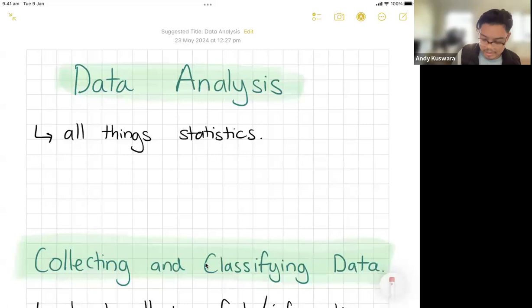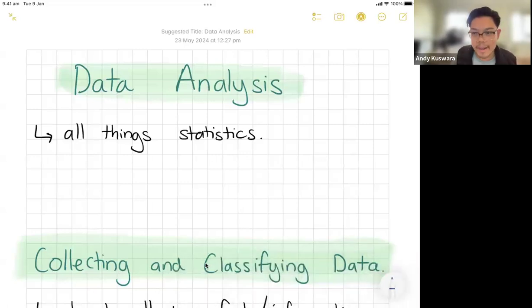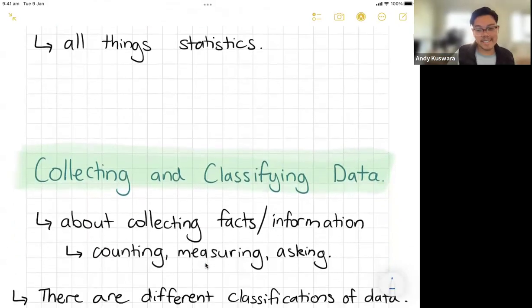New topic, guys. We're doing data analysis, so it's all things statistics. This first batch of videos is going to talk about the boring stuff, collecting and classifying. There are different ways to collect and classify data, and we're going to cover all those in the upcoming videos. But let's talk about collecting and classifying data. It's about collecting facts or information.